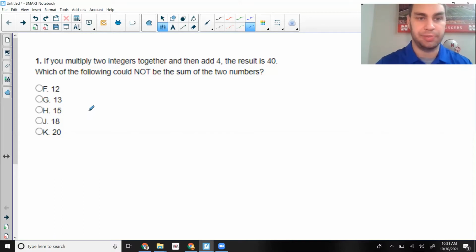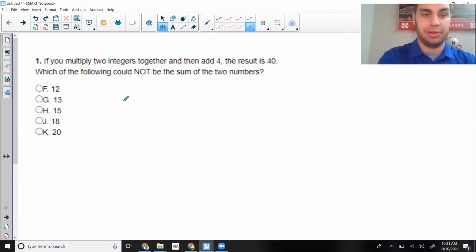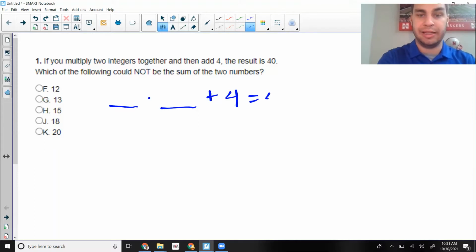First question says, if you multiply 2 integers together, then add 4, the result is 40. Which of the following cannot be the sum of the 2 numbers? All right, so this says when I take those 2 numbers and then multiply them together and add 4, I'm going to get 40. So here, if I subtract 4 on both sides, that's going to give me those 2 numbers multiplied together to give me 36.